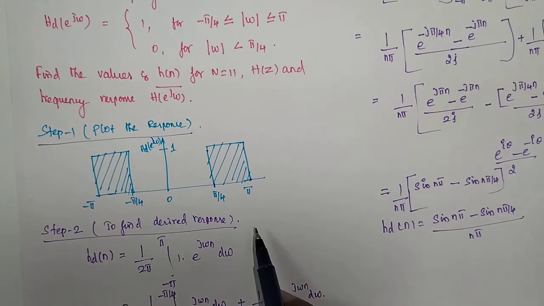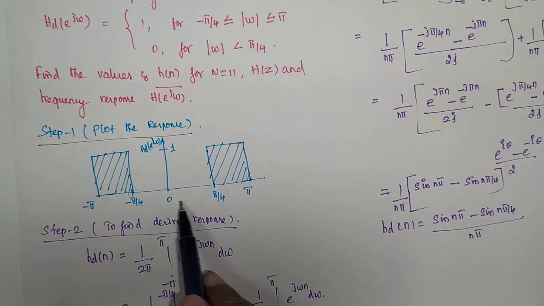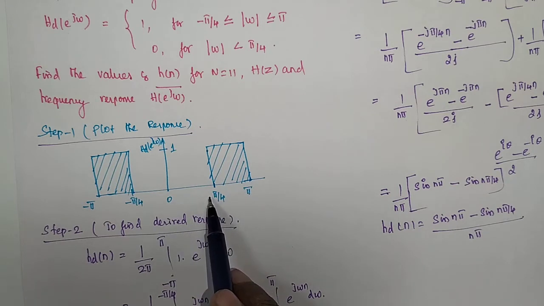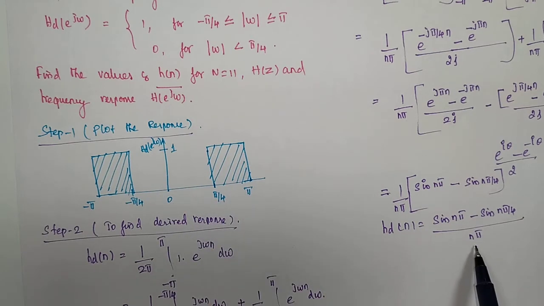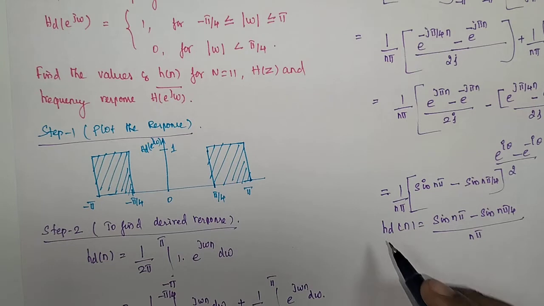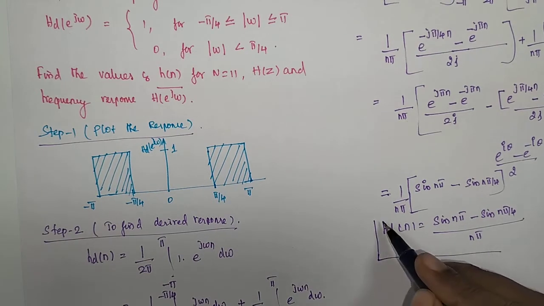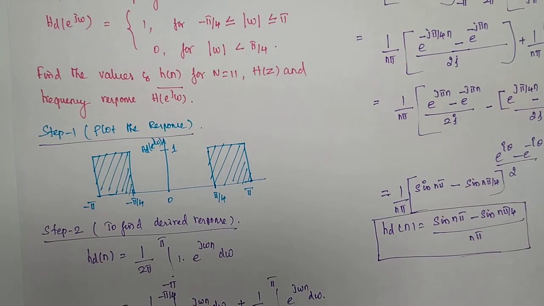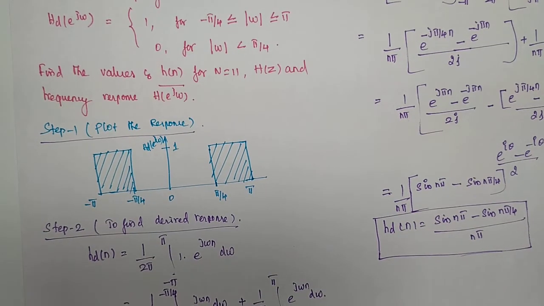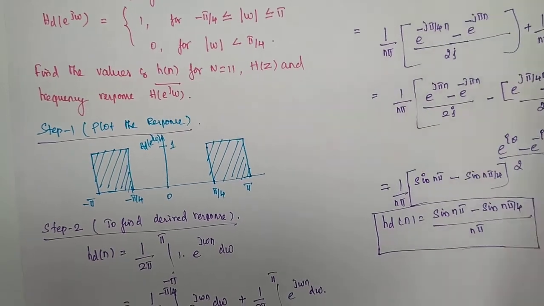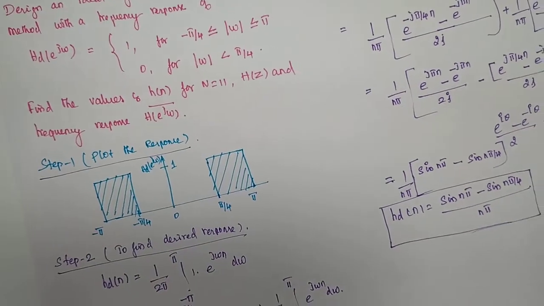Very simple. The total response is sin n pi, minus you don't have the signal from 0 to pi by 4, minus sin n pi by 4 divided by n pi. Okay, so we have found the desired response, hd of n is equal to sin n pi minus sin n pi by 4 divided by n pi. Next we are going to find the actual response. So you know the relation to find the actual response.